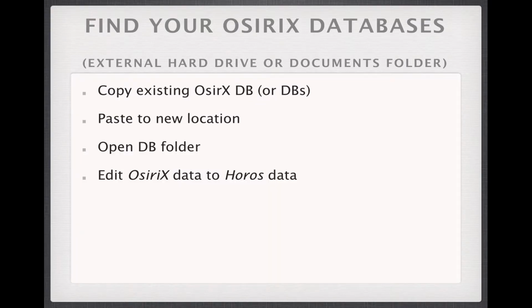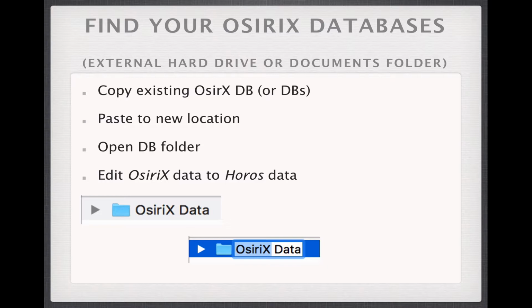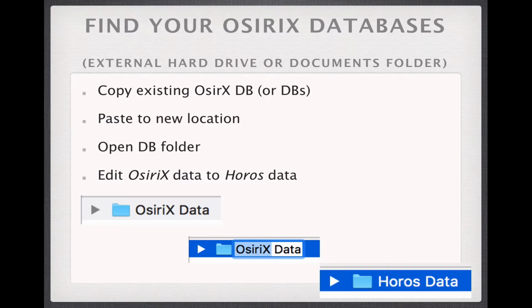The first thing you need to do is to find your OsiriX databases, and these will be typically located in the Documents folder of your computer, or you may have chosen to store them in an external hard drive. So you find these databases, copy them, and then paste them to a new location. Then open the database folder, and what you'll see, as is usual in an OsiriX database, is a folder called OsiriX Data, and all you need to do is edit the OsiriX word in that header to Horos. So when you open the folder, you'll see OsiriX Data, you highlight the word OsiriX, and then write in Horos, and then close the database again.